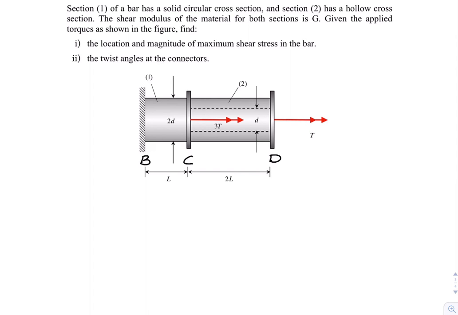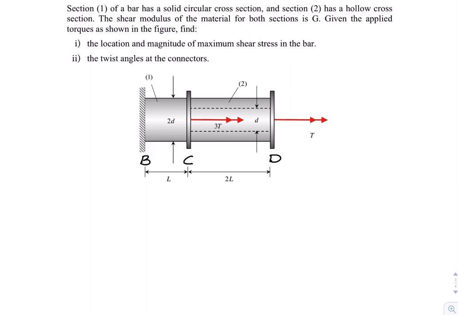In this example, we're looking at a shaft which is made up of two parts, 1 and 2. 1 is a solid component, outer diameter of 2d, material modulus of G. 2 is a tube, it's got an outer diameter of 2d, also inner diameter of d, a material shear modulus there of G. We have these torques, the 3T and T, acting at C and D.